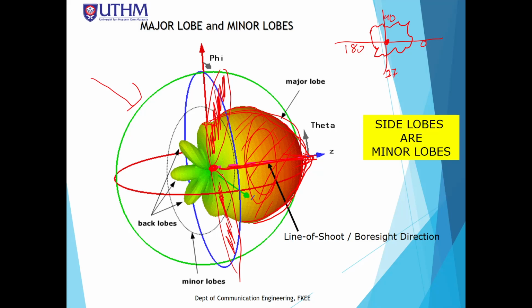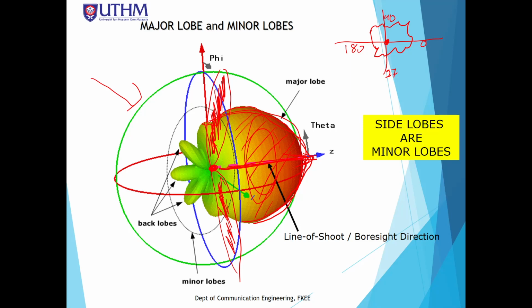Side lobe is a small intensity of the radiation that is radiated at the sides, ke arah tepi, dia di bahagian tepi daripada major lobe tersebut. Okay, so the intensity is smaller than the major lobe. Okay, dia punya intensity lebih kecil daripada major lobe.